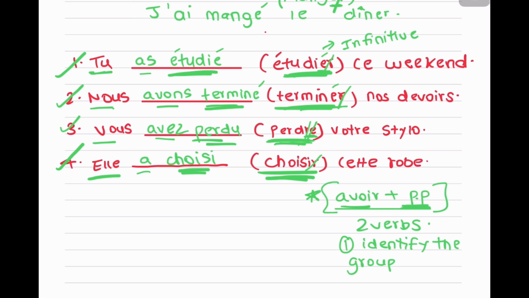Étudié, terminé, perdu, choisi. It's telling me, so she chose something, right? She lost something. We completed something. You studied something, right? This is the main verb that is telling me what action happened in the past. And when you put avoir with the past participle, you get passé composé. That means all of these actions happened in the past.